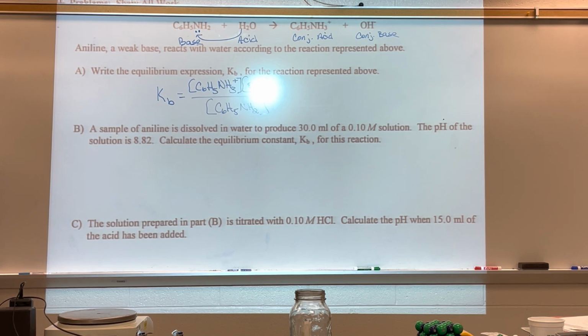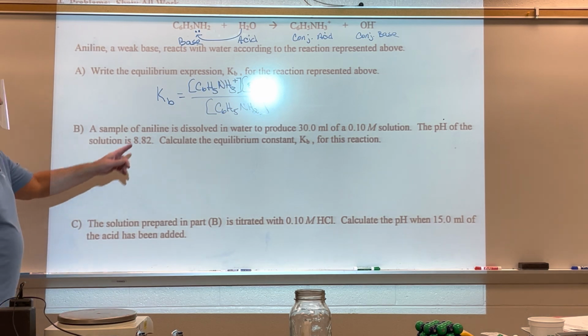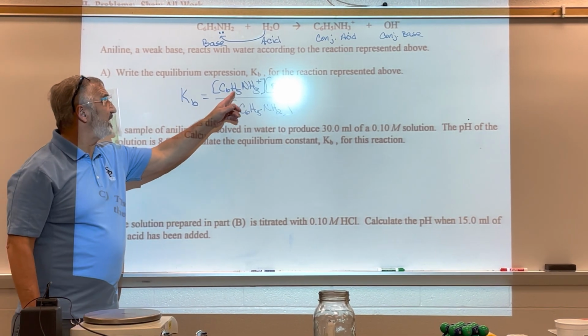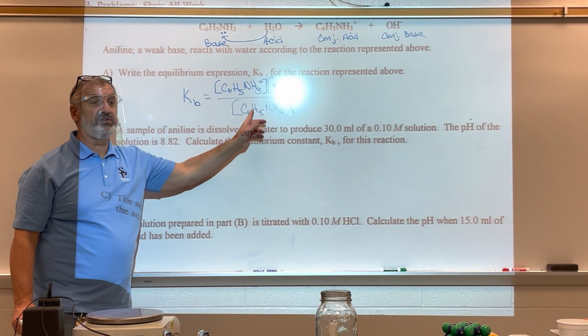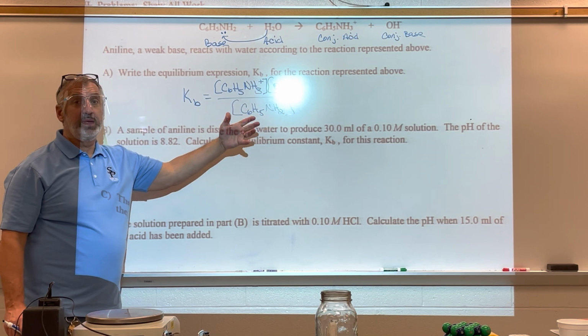Now, a sample of aniline is dissolved in water to produce 30 milliliters of a 0.1 molar solution. The pH of the solution is 8.82. Calculate Kb. Well, if I'm going to calculate Kb, that means that I have to know all three of these things. Okay?